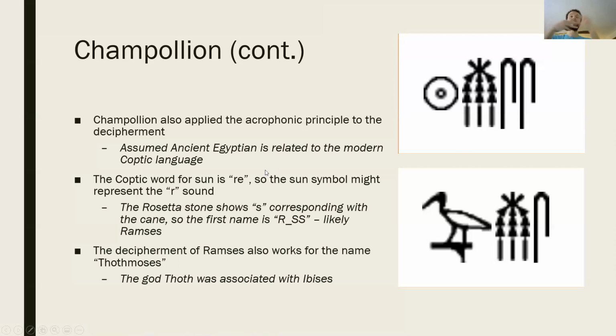So as these pieces fall into place, that's a good indication that the decipherment is on the right track. So yeah, these are the approaches that were used to decipher the ancient Egyptian hieroglyphic system.